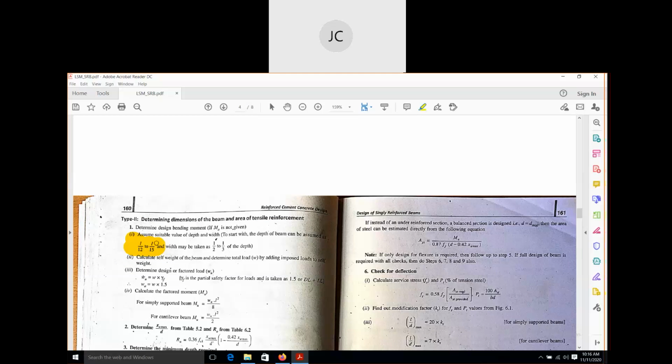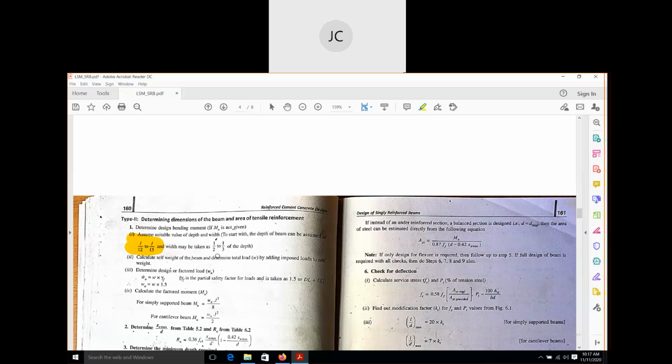That means if B and D values are not given, and the clear span is given, then we have to assume a value between L by 12 to L by 15 as the depth of the beam. After getting the depth, the width of the beam can be taken as 1 by 2 to 1 by 3 of the depth. So if you have got the depth of the beam as 500, you can take the width of the beam as half of the depth or one third of the depth.